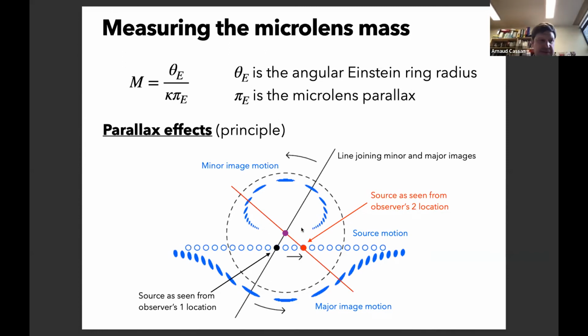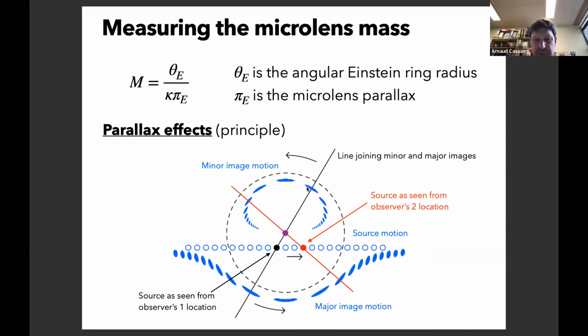Perhaps this figure is a bit complex, but let's go to this black line. You see, the lens is the violet point in the middle, and the source is the black one. The source, by chance, is there. And it has two images, which are the two blue images along the line. We have seen that they are aligned. And this is what you would observe at a given time.